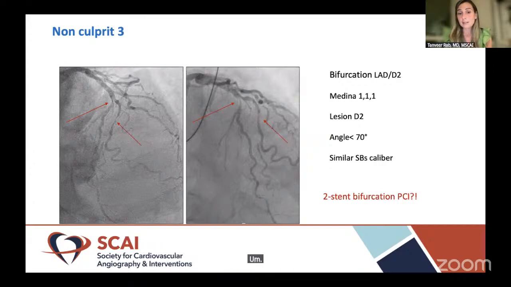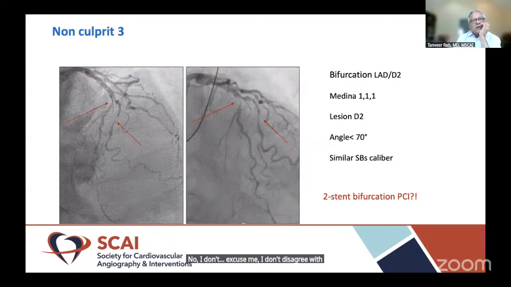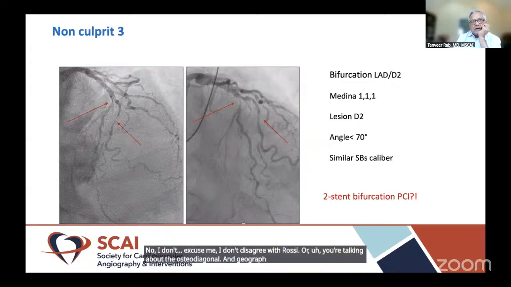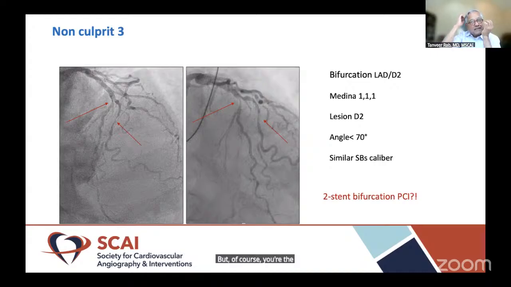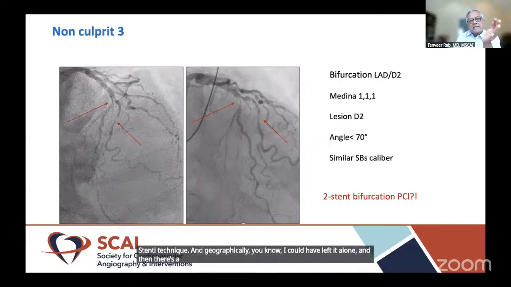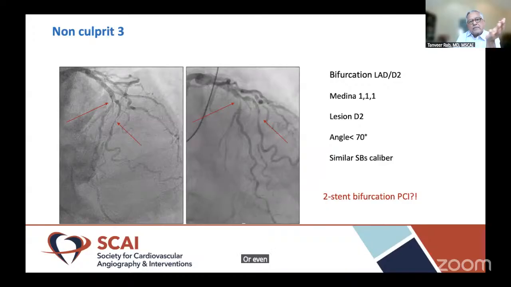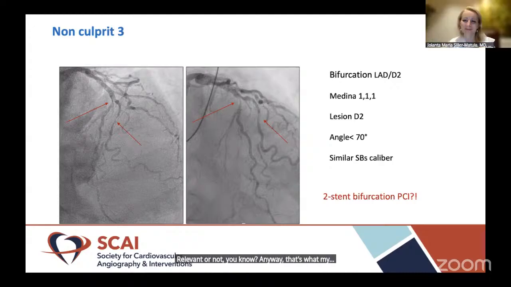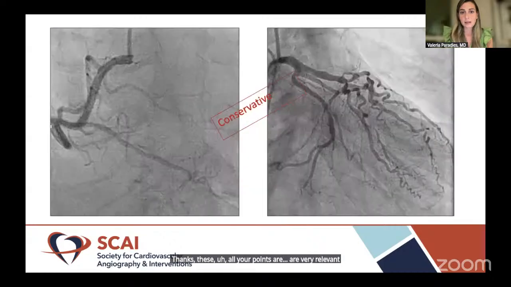So I don't disagree with Arasi or Jolanta about the ostium of the diagonal angiographically. But of course, you are the expert. You did imaging-guided stent technique. Angiographically, I could have left it alone and then, as a provisional, just stented some of the body of the diagonal, or maybe even done a pressure wire on the diagonal to make sure it's relevant or not. Anyway, thanks. All your points are very relevant, and let's see how I proceeded.